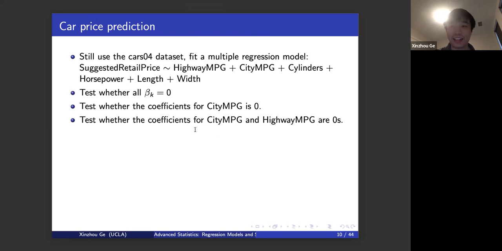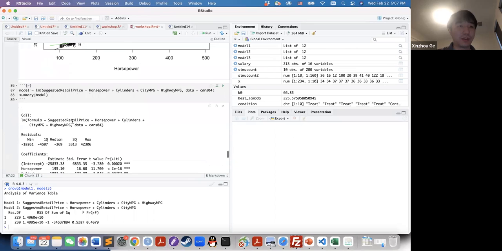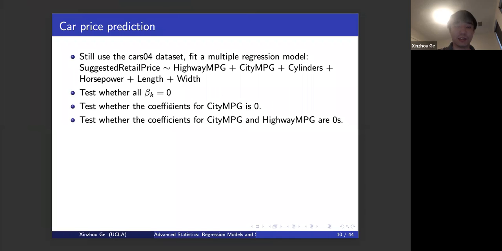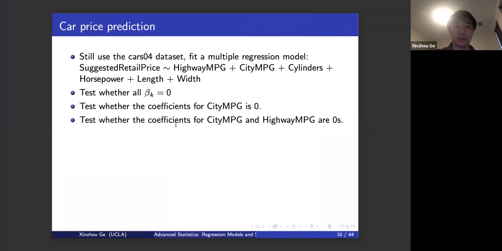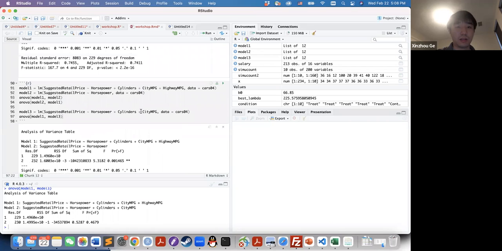I think we have already done this. We use these predictors to do the prediction, to see whether all of them are equal to 0. So you can use the summary to test whether all the predictors are equal to 0. We can also look at the coefficient for city MPG by looking at the results of the t-test. And if we want to test whether city MPG and highway MPG are zeros, we can just remove these two predictors from the model and do this.